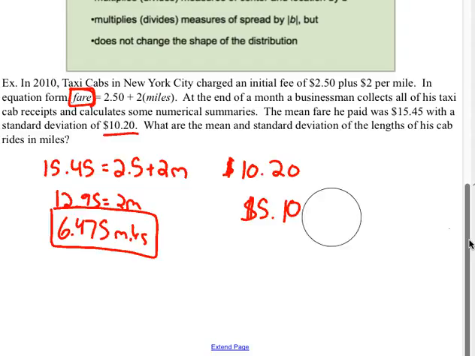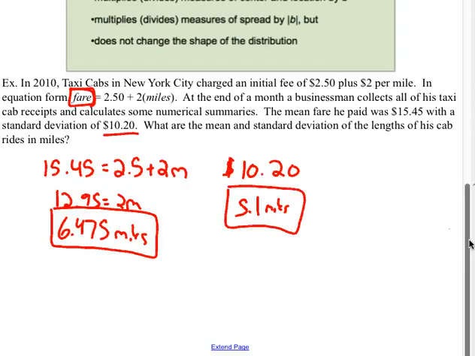Oh, and I'm sorry, that should not be, that should be just 5.1. We're not talking about money anymore. So standard deviation, remember, it's only affected by multiplying and dividing, not adding or subtracting. So you would skip that step of subtracting the 2.5. So in terms of the length in miles, the mean is 6.475 and the standard deviation is 5.1.